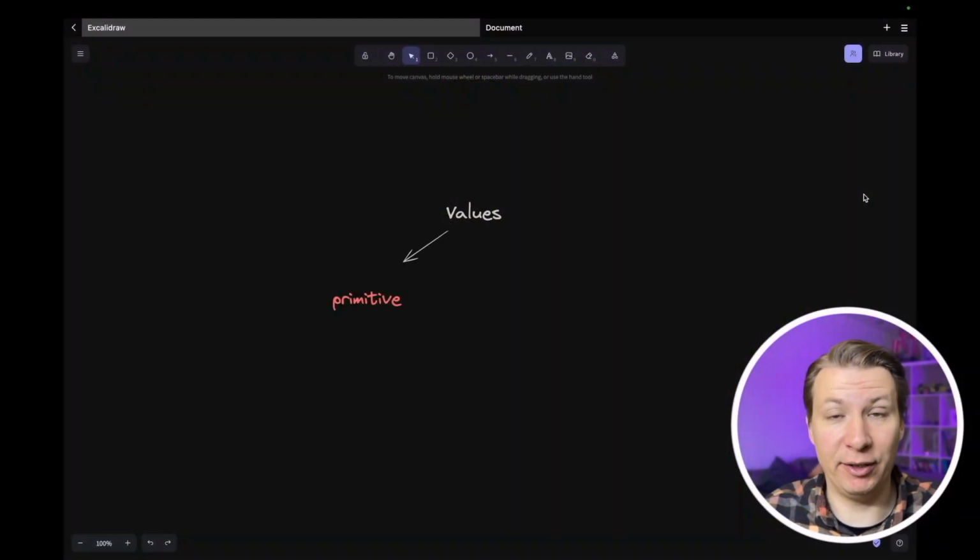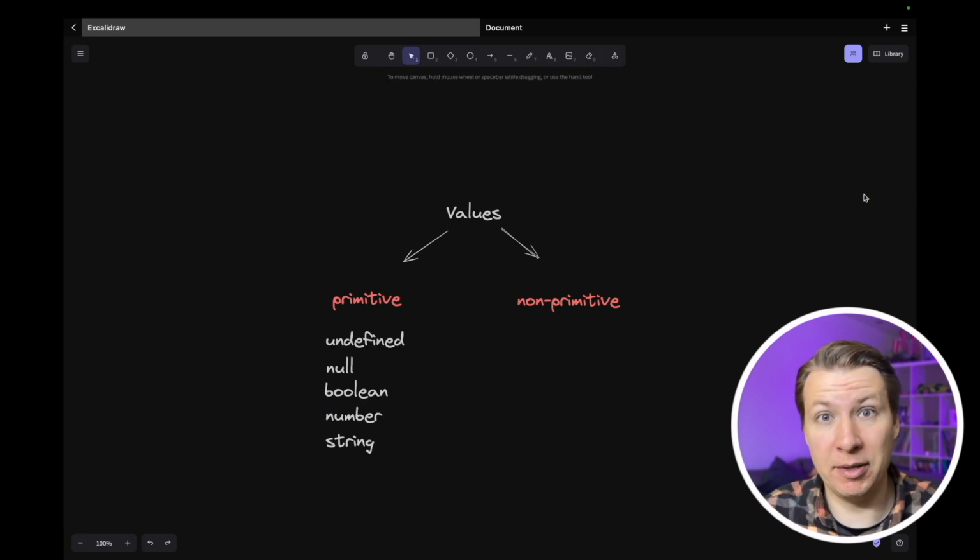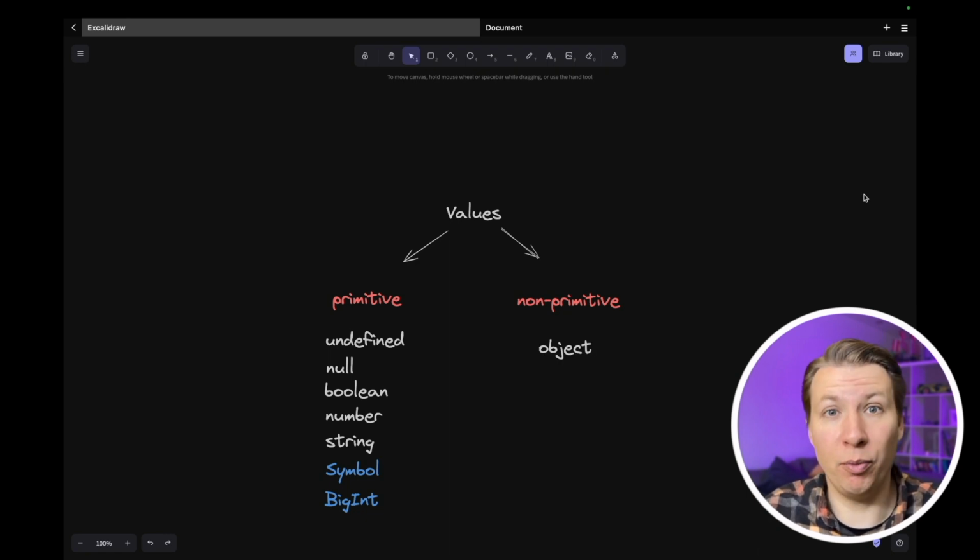There are primitive values and non-primitive values. There are 7 types of primitive values: undefined, null, boolean, number, string, symbol, and big int. Non-primitive values, there are just 2: objects and function. Let's take a bit closer look.